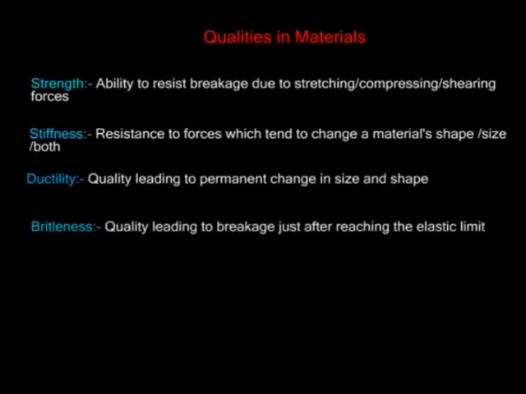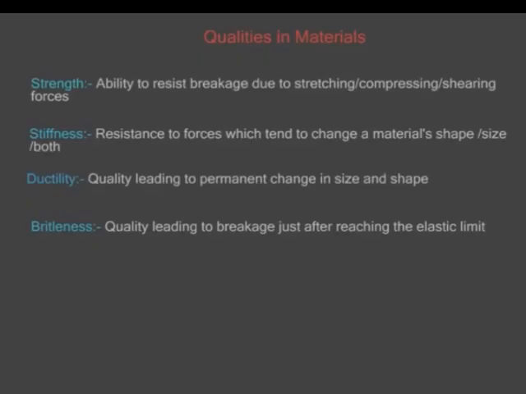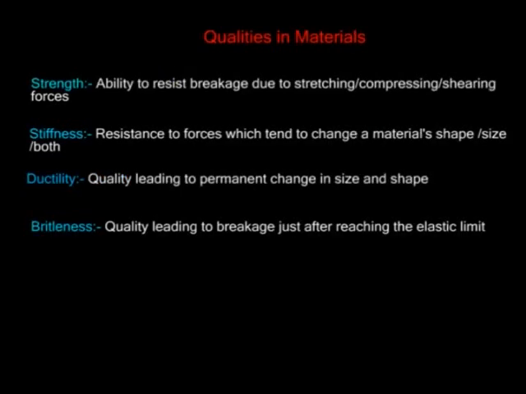Brittleness is the quality of a material which leads to breakage just after the elastic limit is reached. Brittle materials do not elongate on stretching but snap suddenly without warning. Blackboard chalk, bricks, and cast iron are examples of brittle materials.